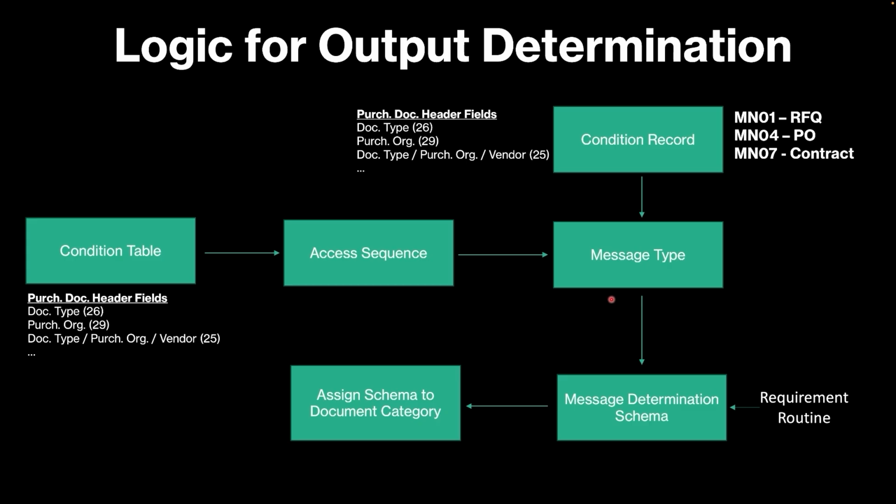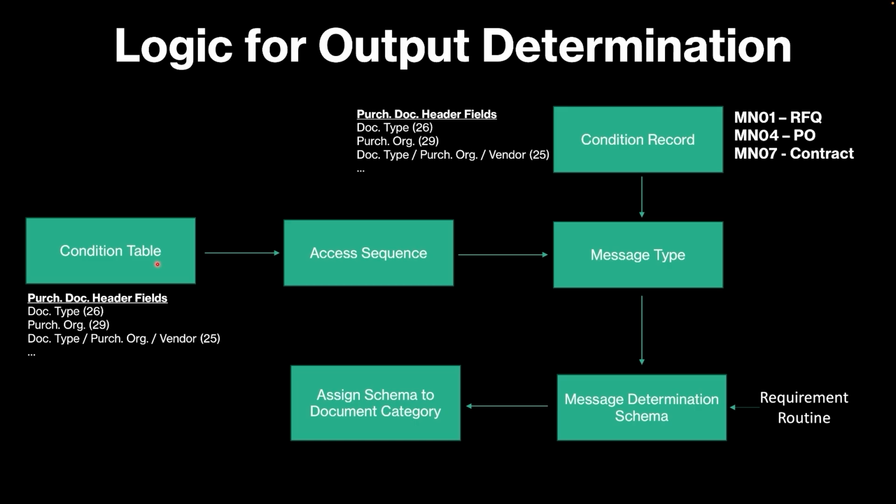And for this, we use the same technique which we use in pricing conditions also. So first of all, what you have to do is create condition tables. What is this condition table? This is basically a combination of fields of your purchase order header. Always remember that when you create the condition table for your output determination, you can only use the fields from your purchasing document header.